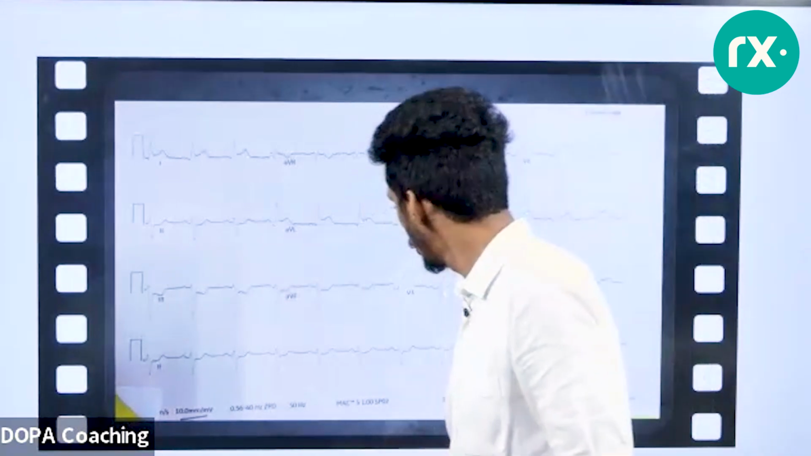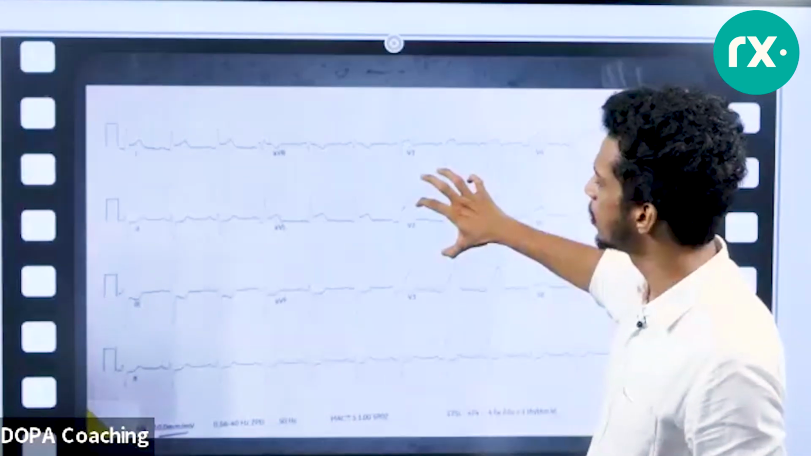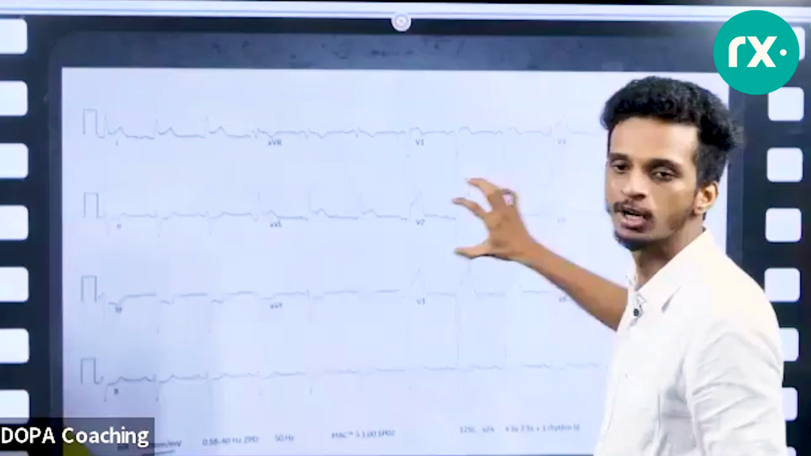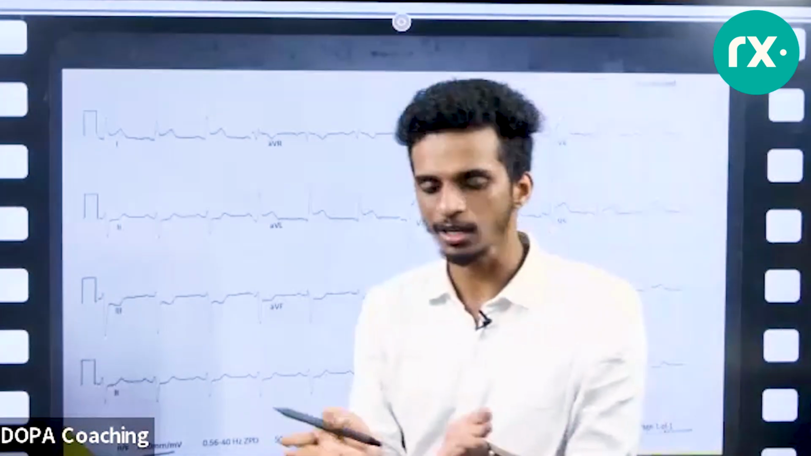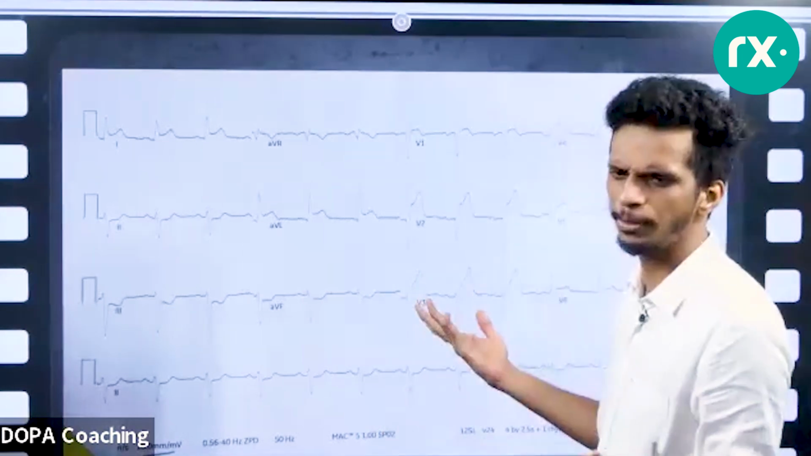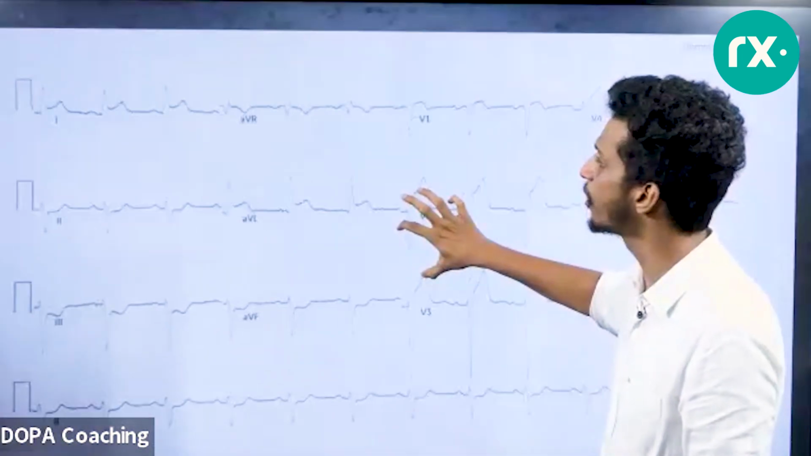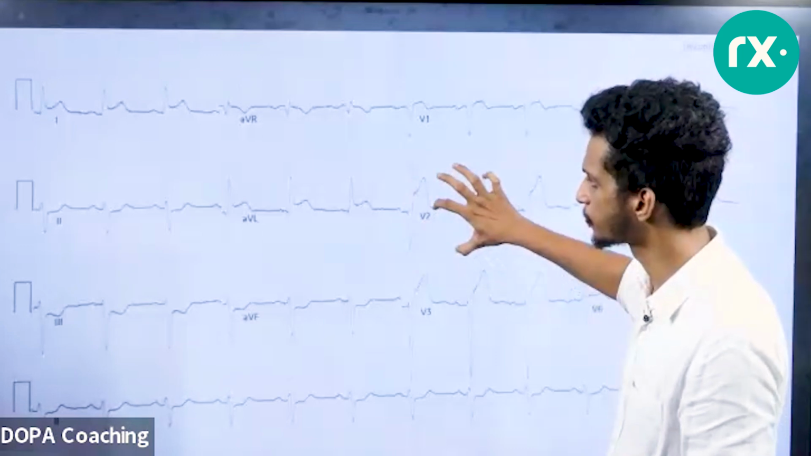I'll show you another ECG. This is actually an ECG from my cardiac ICU. I just went to my cardiac ICU and took some photographs from the patients there. Some of them will definitely have STEMIs. Okay, STEMI is such a common thing. So what do you find in this ECG?